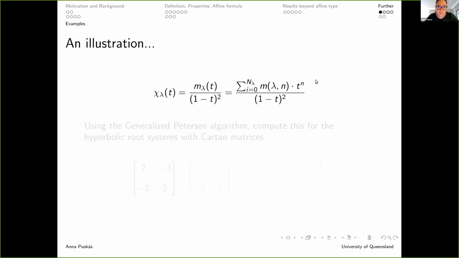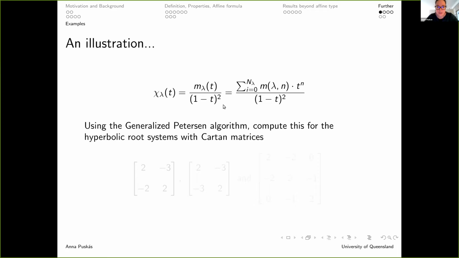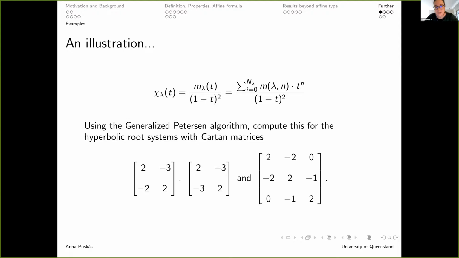So we've now said that M lambda t, this polynomial collecting the exponents, is divisible by 1 minus t squared. So let's divide it by 1 minus t squared and compute what we get. We have to compute this, for example, using the generalized Peterson algorithm, and we'll compute this for some hyperbolic root systems with these three Cartan matrices. Okay, and so I'll show you what we get.